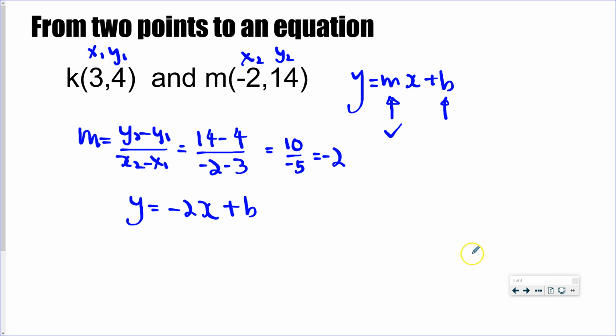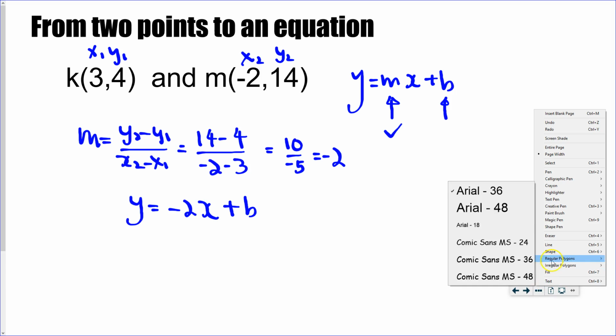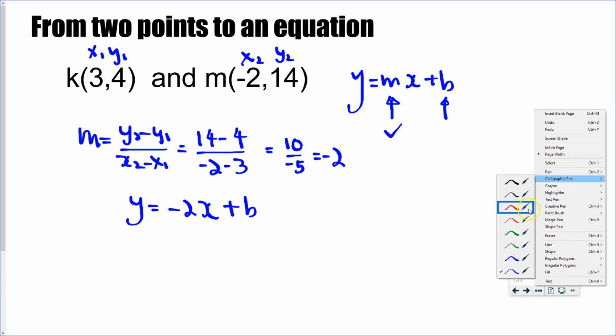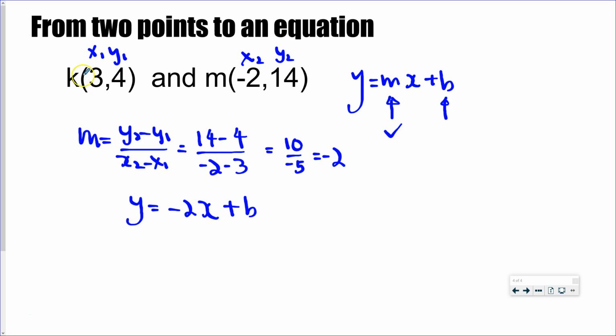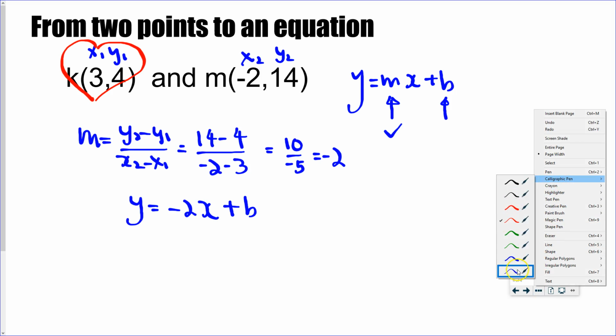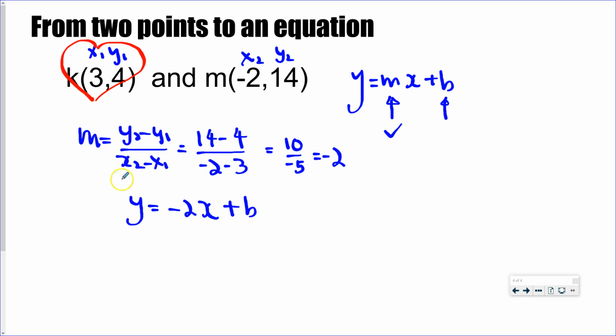Alright, so let's pick the one we like. I can pick (3, 4) or (-2, 14). I will pick the easier one first. I like this one because they're both positive numbers. I love this one. So I'm going to use 3 and 4. Okay, so the 3 and 4 is going to give me quite a few numbers to work with. So my y, according to my points, the x and y, my y is going to be 4. The -2 is going to stay. This is going to be a multiply. My x is going to be 3. Finally, we're adding that b.